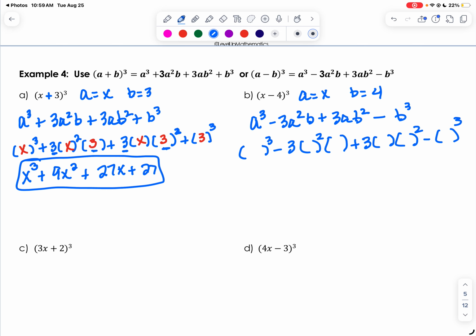All right, so let's plug in an x here, here, and here, and a 4 here, here, and here. So this will give me x cubed. In my second term, I have a 3 times a 4, which would be minus 12x squared. In my third term, I have a 3 times a 4 squared. So that's 3 times 16, just 48x, minus 4 to the third power, 4 times 4 times 4, 64.